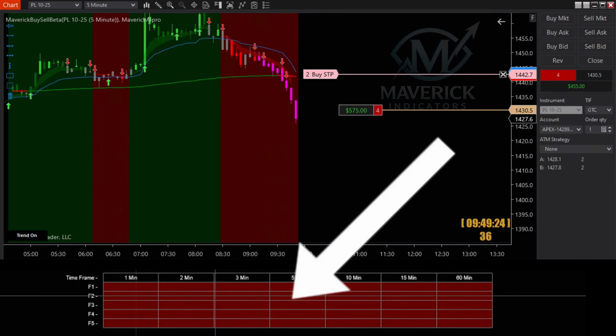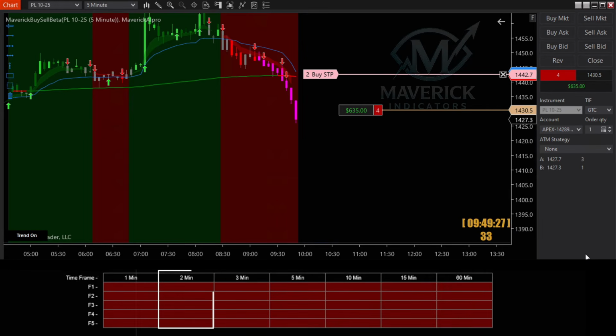You are completely red on your Maverick Multi-X. The 1 minute, the 2 minute, all the way to the 1 hour is completely red. And remember, you have 5 formulas looking at each time frame. Again, think of it like you're sending 5 traders to each one of these time frames and saying, hey, what do you think? In your opinion, do you think we're going up or do you think we're going down? And boom, there's our 1,000.